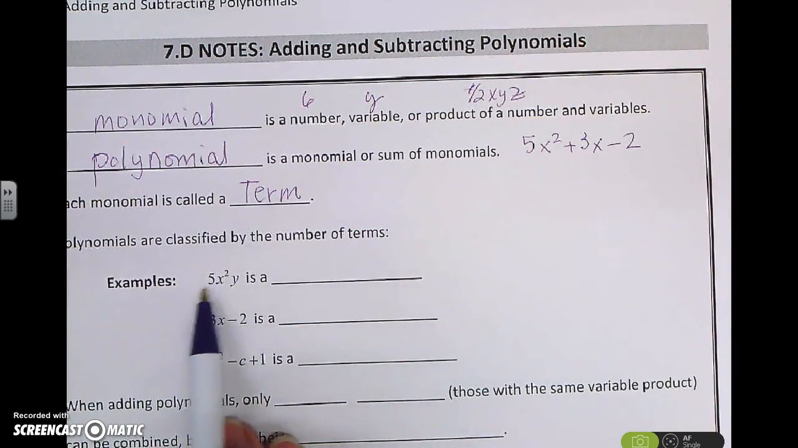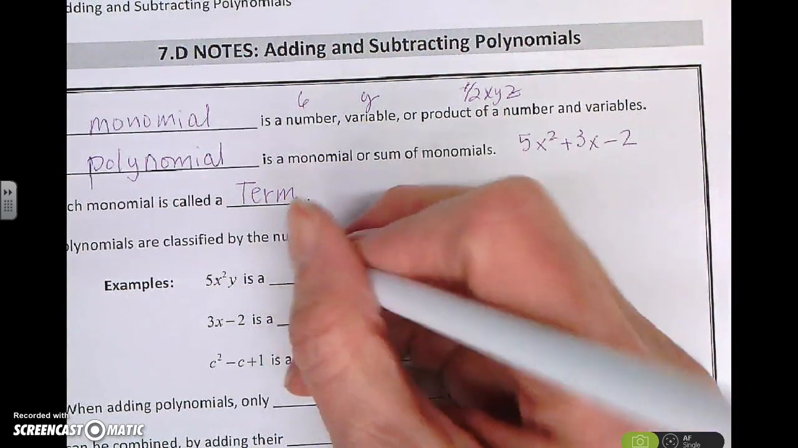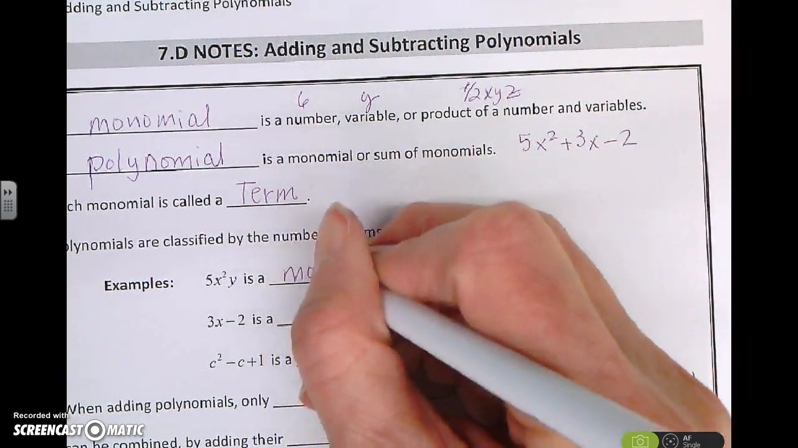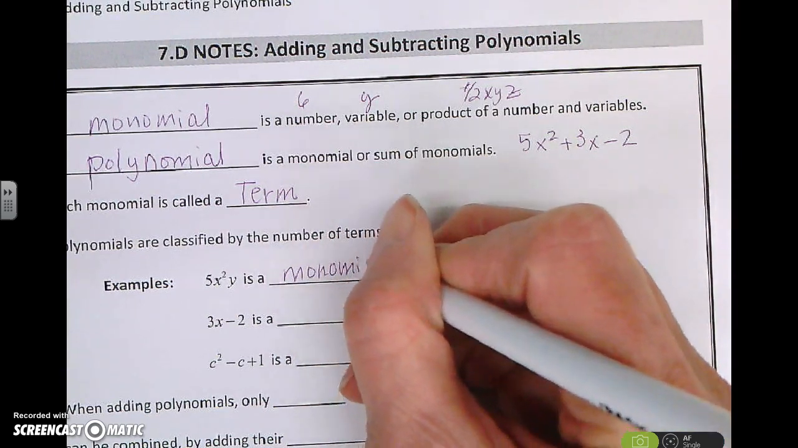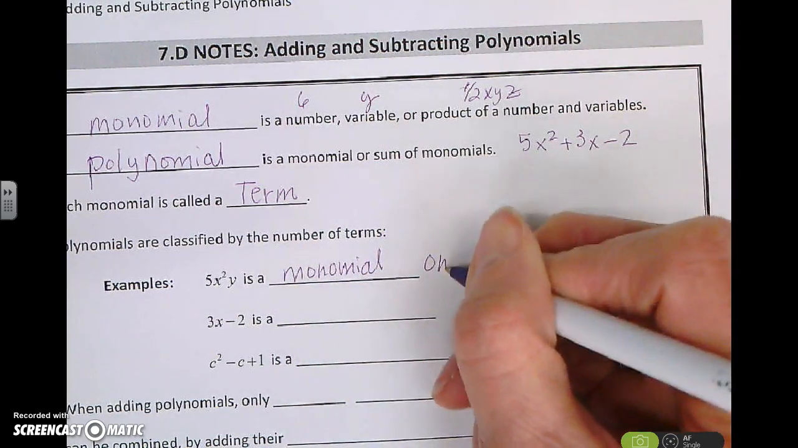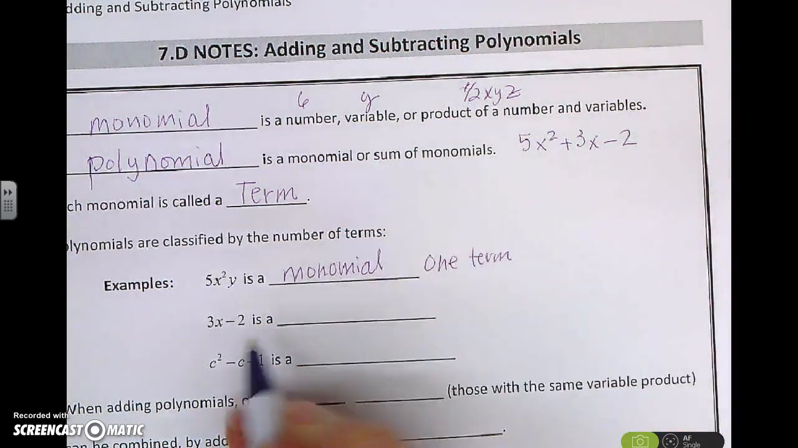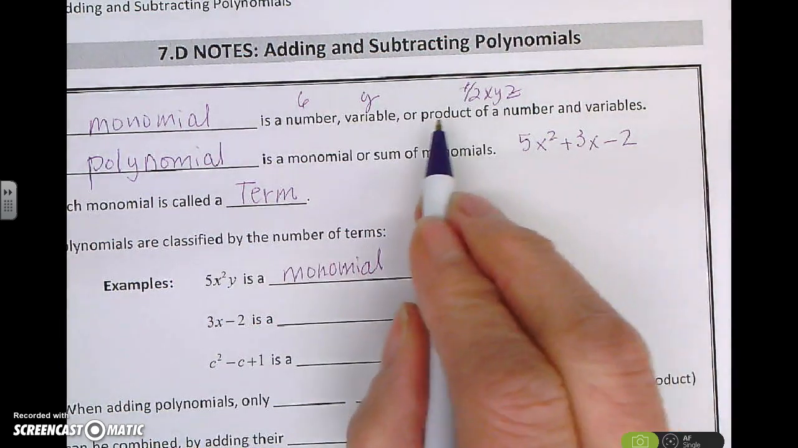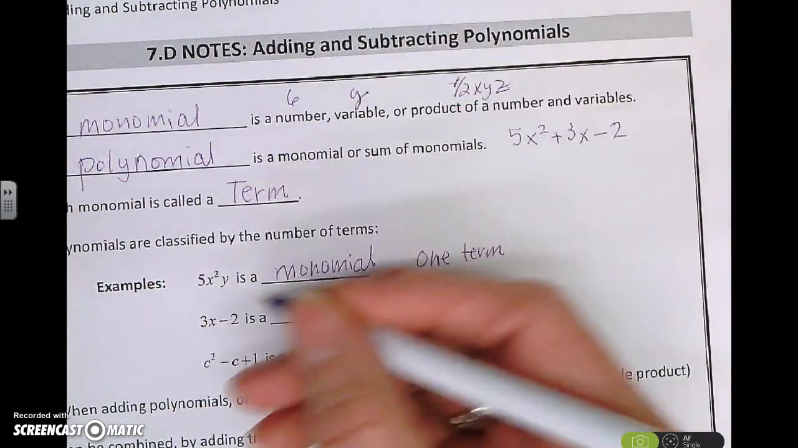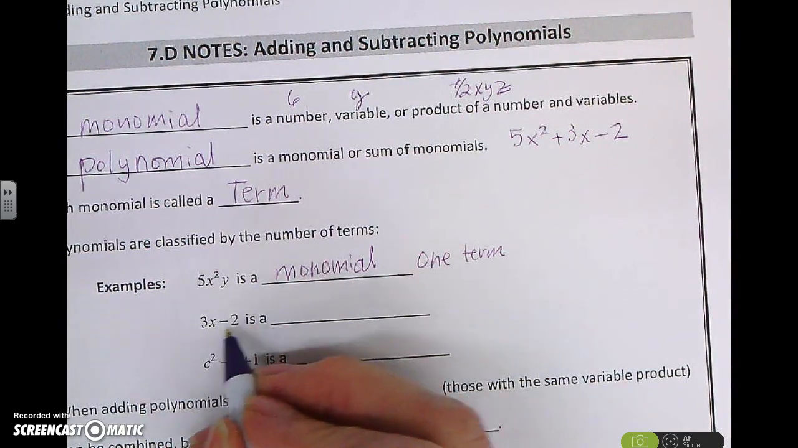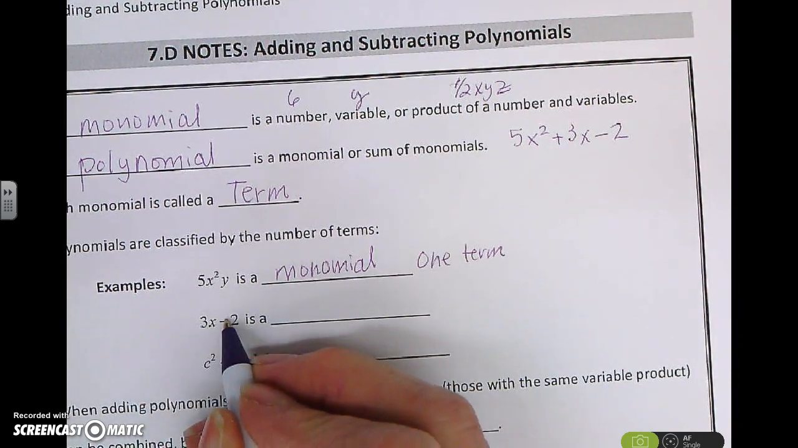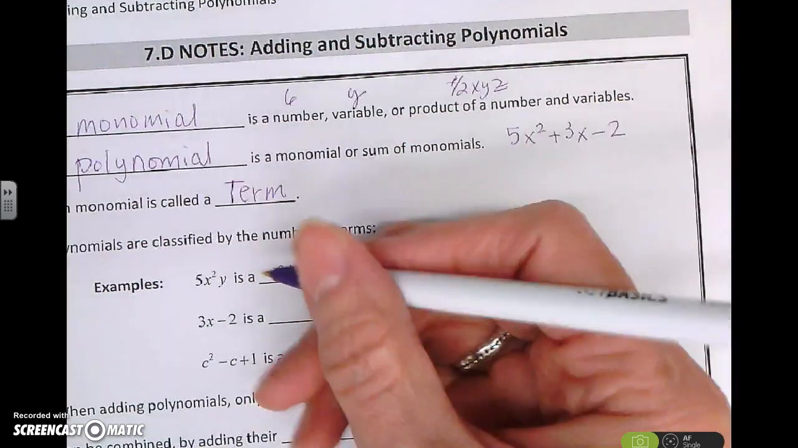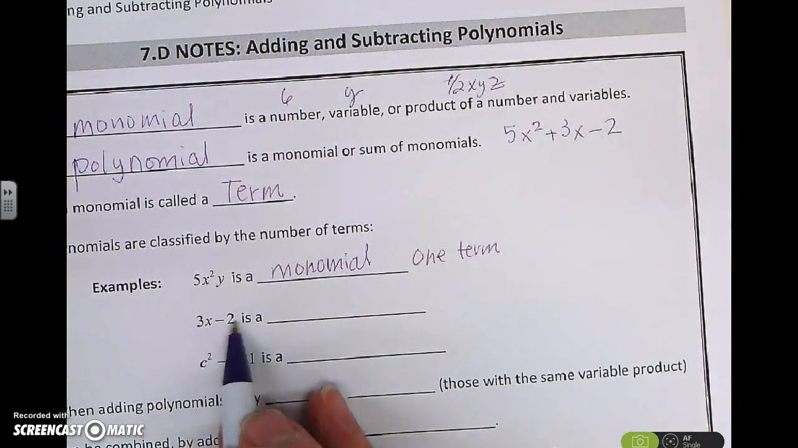5x squared y, you can see it's just a product, a number and some variables, is called a monomial. It's a single term, one term. 3x minus 2, so this minus is not part of my definition of a monomial. It's going to be a sum of two monomials. 3x is one of them, subtract 2 is the second one. And it's a polynomial because it's the sum of two monomials.